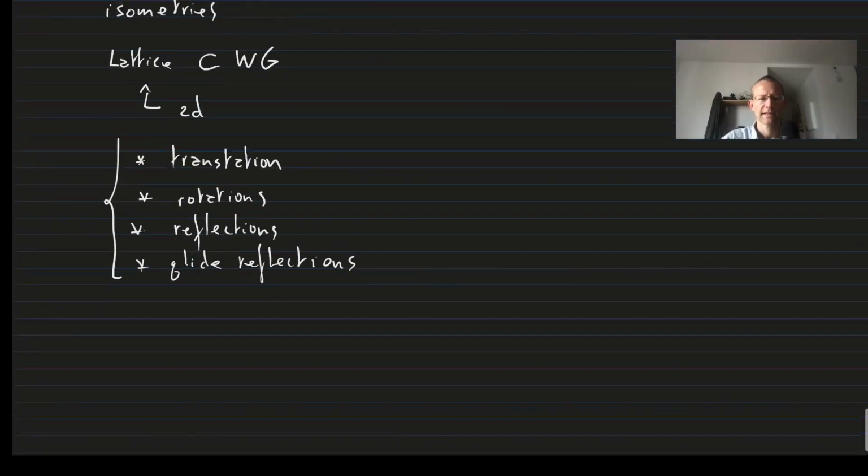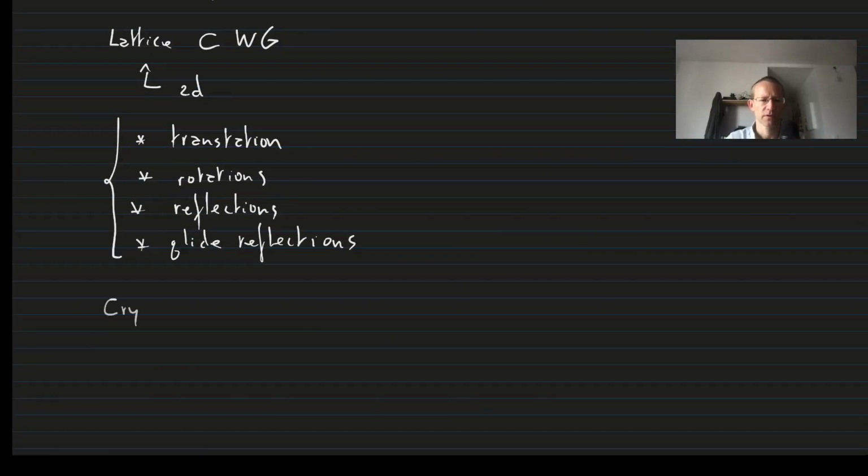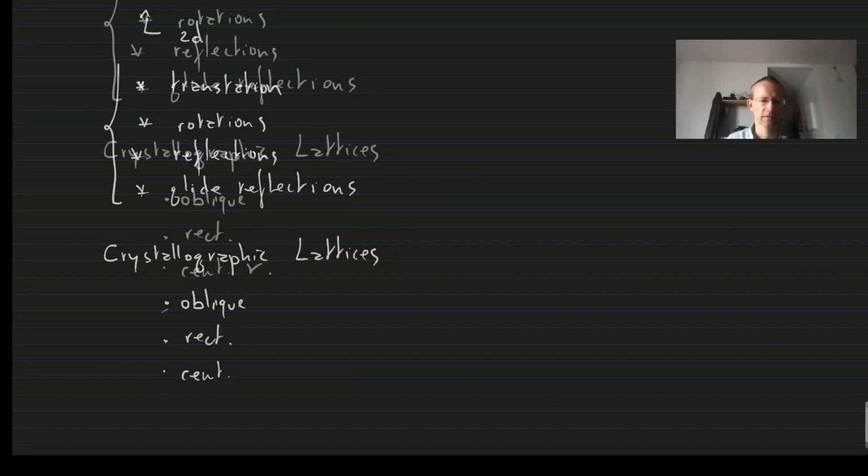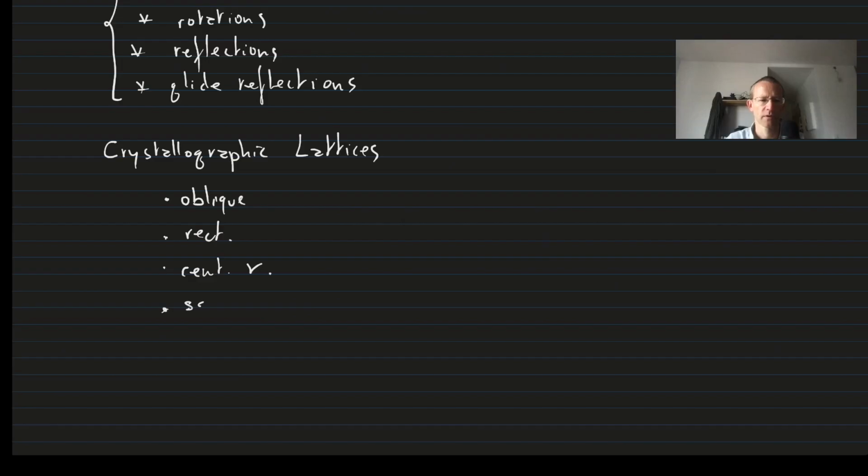Now, the possible lattices that can occur, the crystallographic lattices, are either oblique, rectangular, centered rectangular, square, or hexagonal. These are the 5 types of crystallographic lattices.